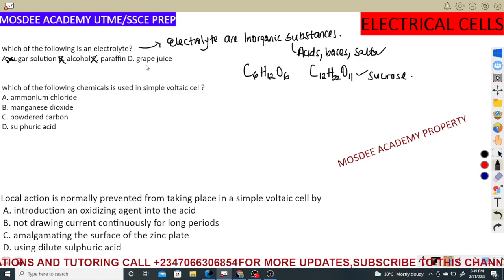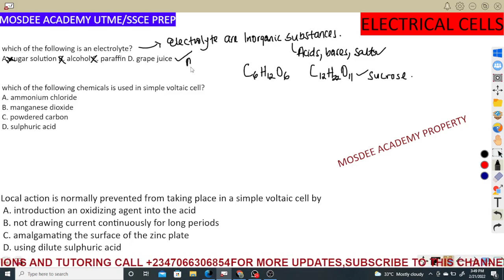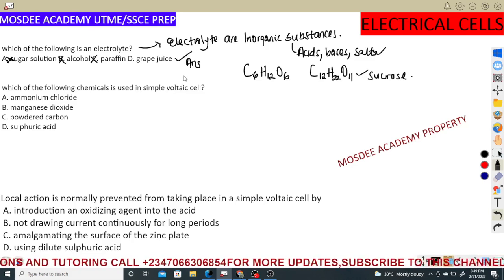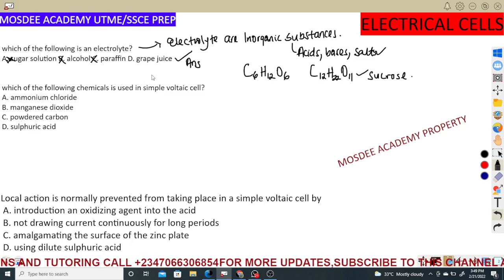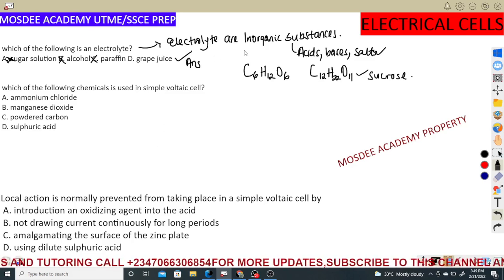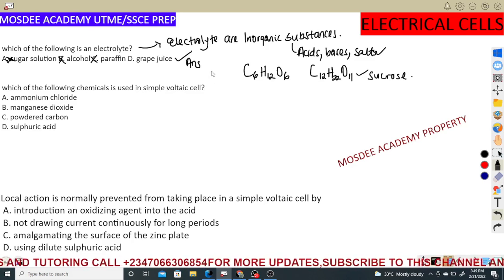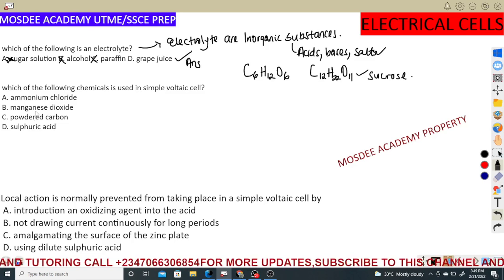So the answer to this is grape juice. Grape juice is more like an acid, which you guys know very well. You call it, I think, ascorbic acid. Let it be known, organic compounds are not used as electrolytes. Keep that at the back of your mind. It's a twin or double question in one, a two-in-one question.